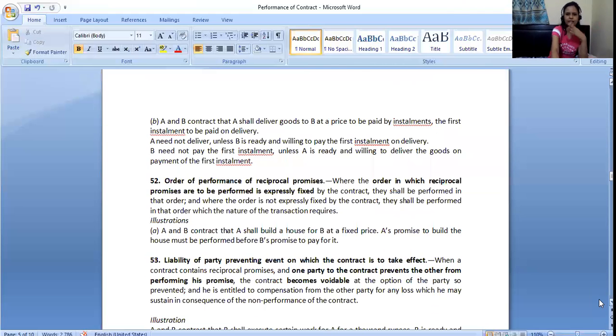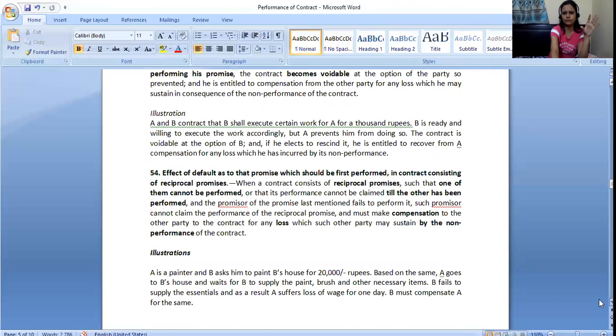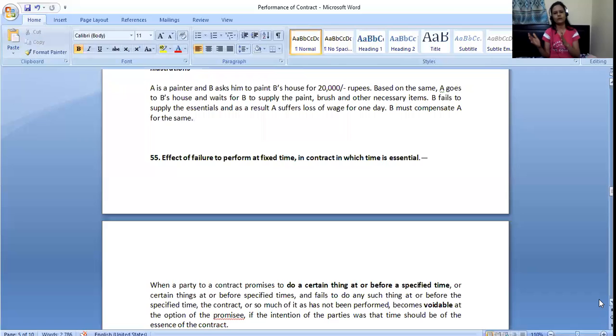So it should be done in the proper order. If order is fixed, it should be done accordingly. If order is not fixed, it should be done in a reasonable way so that everything can be done properly. In case one thing should be done first, then only the remaining ones can be done. If you fail to do it, you are responsible for it. You may even need to compensate the other person for any loss that he has suffered.